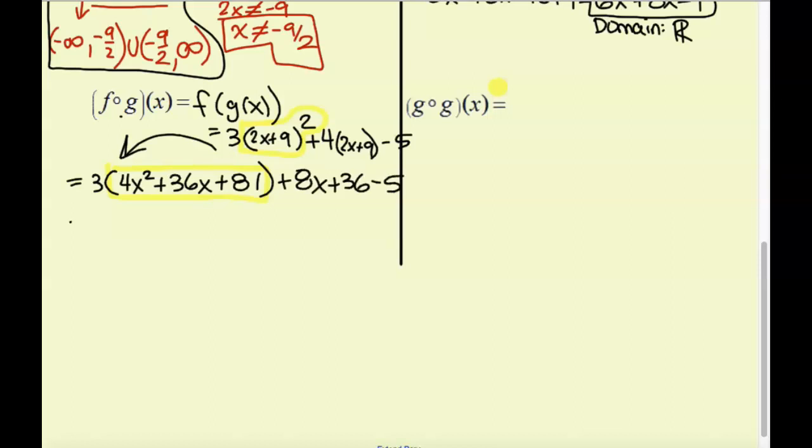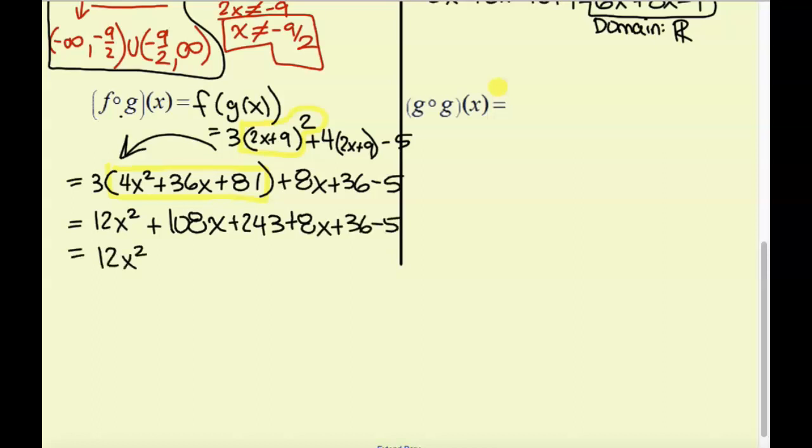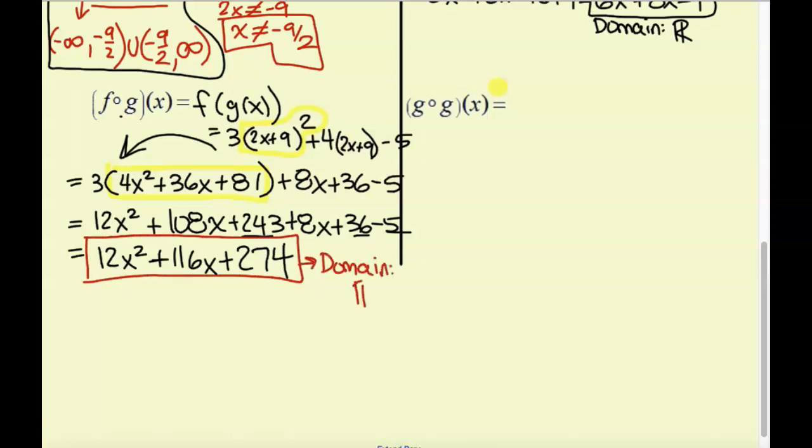And then I'm going to distribute the 4. So I get 8x plus 36 minus 5. So now I distribute the 3. 12x squared, 3 times 36 is 108x. And then 3 times 81 is 243 plus 8x plus 36 minus 5. Clean it up a little bit, just get all the like terms put together. And you would have 12x squared, you got a 116x, and 274, and that would be it. And the domain is all real numbers.